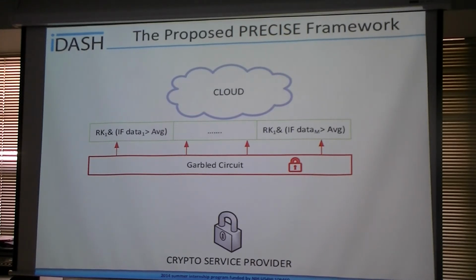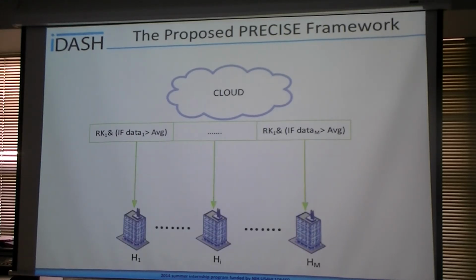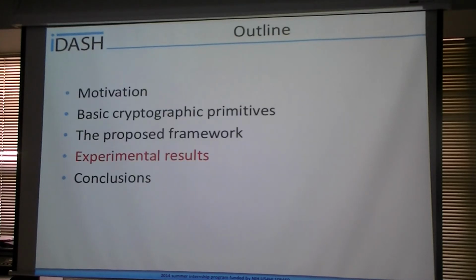Then the garbled circuit performs comparison operations over these garbled values to get hospital ranks and their comparison with average mortality without revealing any raw data. Finally, the cloud will send the ranks and comparison to the corresponding hospitals, and the hospital can then use this information as a reference to improve their healthcare.